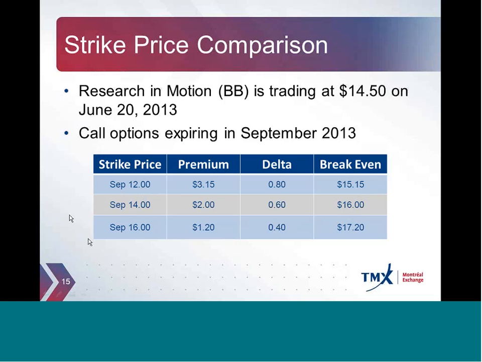Now, finally, we go to the 16 strike option contract. You're paying, once again, significantly less. The delta is less, and your break-even point is greater. So the benefit is you're risking less capital, but the stock has to move more significantly in order for you to meet that break-even point on expiration.